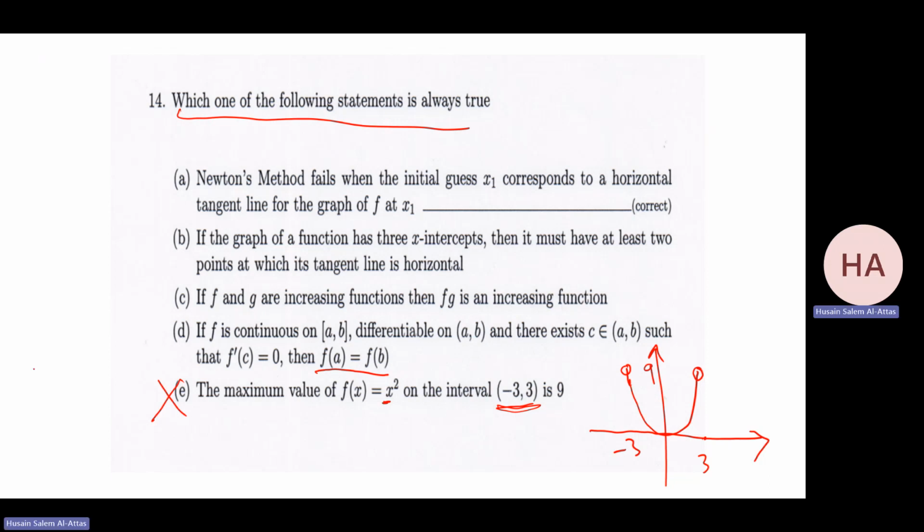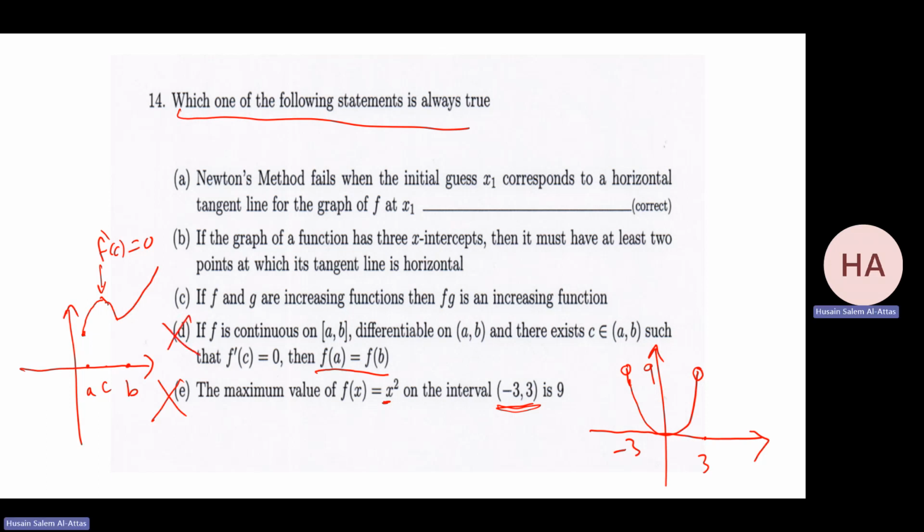And this is wrong. For example, if you take a value a, and this is b, let the function do something like this. This is f of a, then it will do like this, where I have c, then it will go back. So I have c where f prime at c equals 0, and the function will do something different, like this. Who cares? So f of a is not equal to f of b. So this is wrong also.